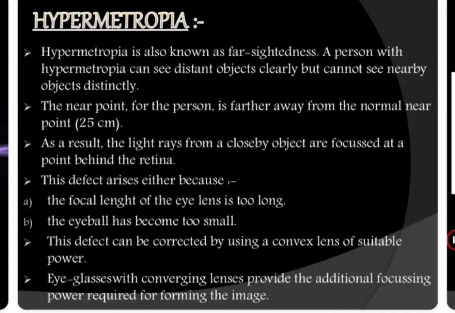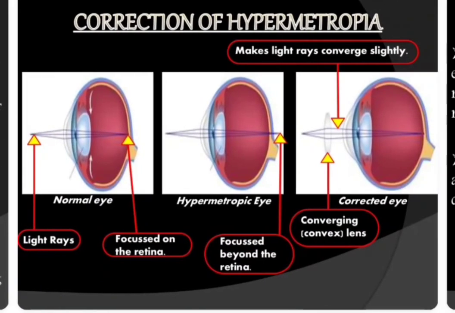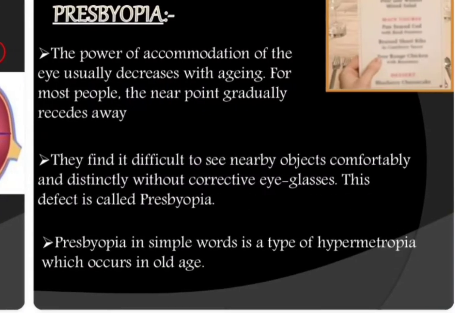This defect can be corrected by a convex lens of suitable power. Eyeglasses with a converging lens provide the additional focusing power required for forming the image. Let's see what is happening. In the first case, for a normal eye, the image forms on the retina. With a hypermetropic eye, the image forms behind the retina. See the diagram. Now if you place a convex lens, it will help converge the rays just on the retina. Depending on how much power of defect there is, you or your doctor will choose the power accordingly.